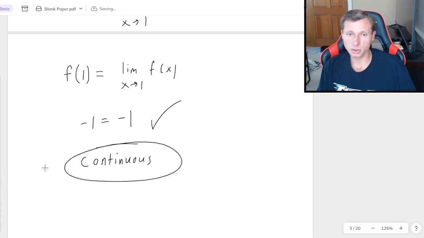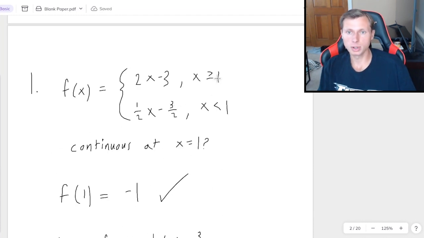Now, like I mentioned earlier, there is a shortcut. The shortcut is you literally just plug in 1 into every branch. If there's 2 branches, plug it into both. If it's 3 branches, plug it into all 3. And you'll get -1 for both, so immediately we know it's continuous that way.